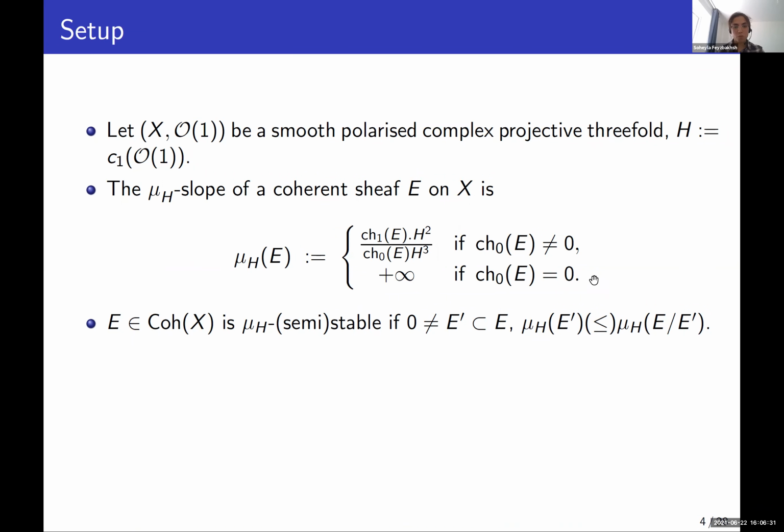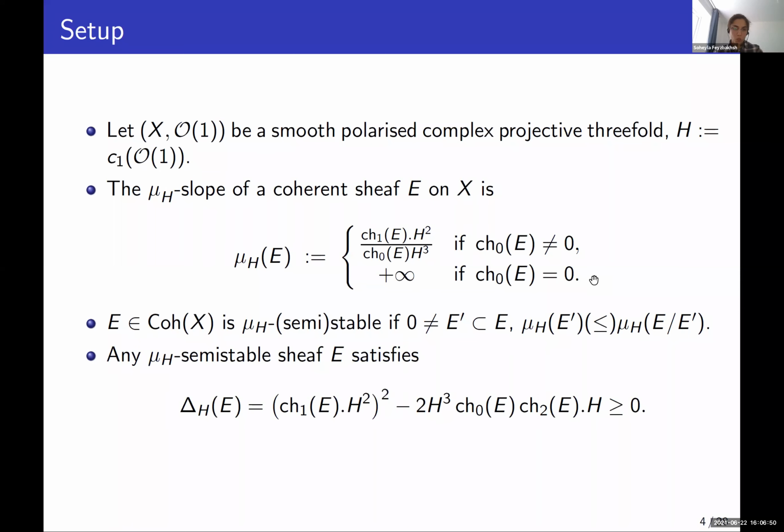We say a coherent sheaf is mu_H semistable if for all non-trivial subsheaves E', the slope of the subsheaf E' is less than or equal to the slope of the quotient E over E'. In particular, this implies that any slope semistable sheaf must be torsion-free. We know any slope semistable sheaf satisfies the classical Bogomolov inequality, which says that the discriminant of E, which is ch_1 squared minus two ch_0 ch_2, is always non-negative. But as you see here, we only see the information of ch_0, ch_1, and ch_2. So when working on a threefold, for example, we are missing the information of ch_3.